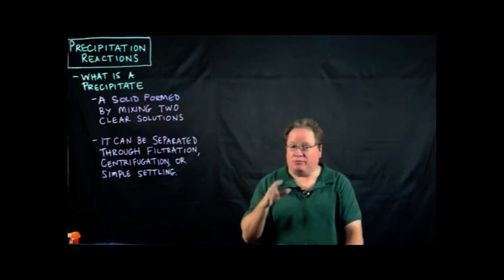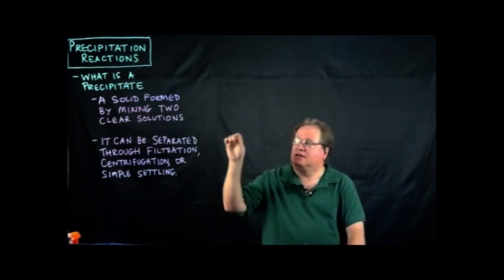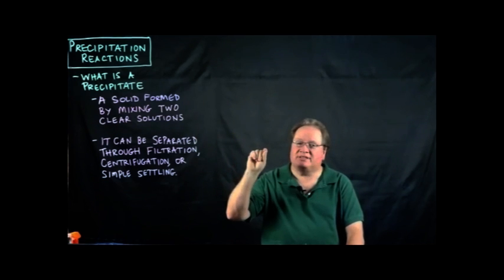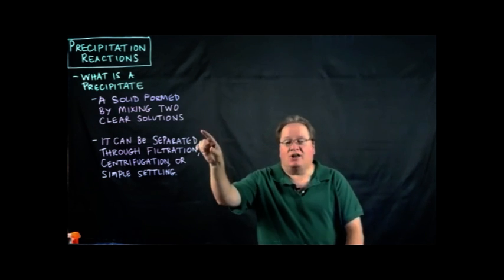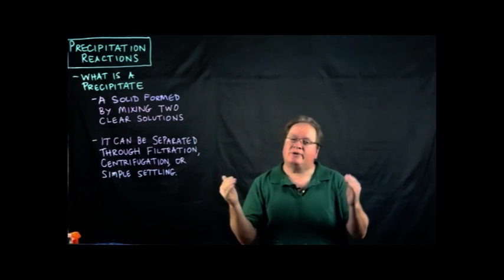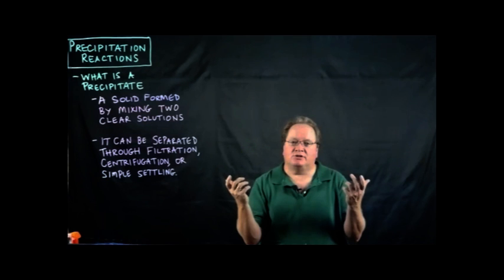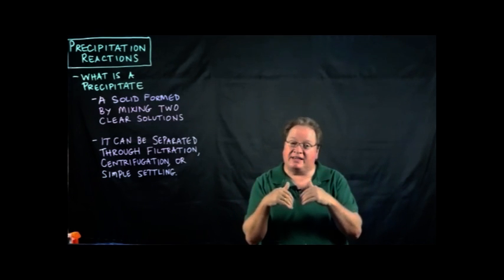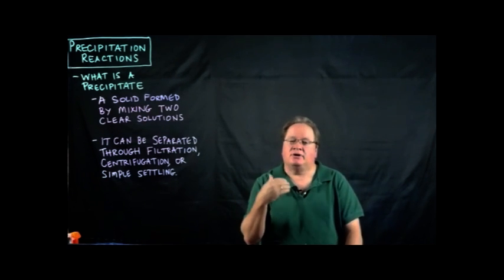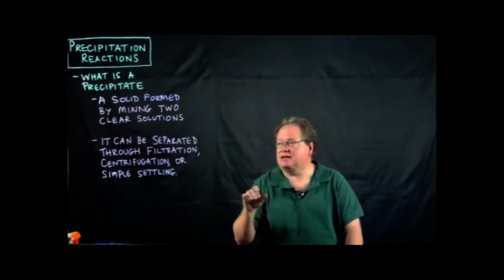Well, and we'll show you an example in just a minute, what happens with a precipitate is this is going to be a solid that is formed when you mix two clear solutions together. So I'm going to take two solutions of different ions and put them together, and when I do, I'm going to form a solid from that. Again, you'll see what it looks like in a moment.